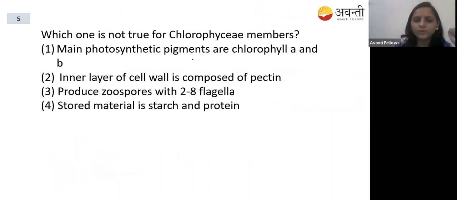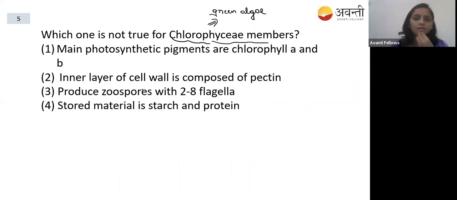Which one is not true for Chlorophyceae members? You all know that Chlorophyceae is nothing but green algae, right, guys? They are asking which one is not true. The main photosynthetic pigments are chlorophyll a and chlorophyll b. Yes, chlorophyll a and b is correct.